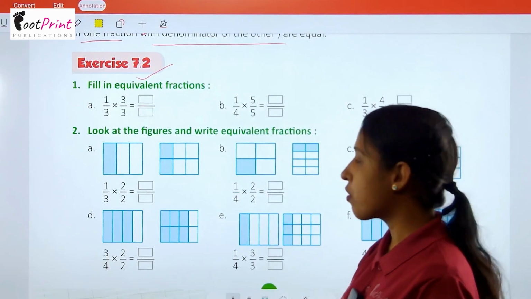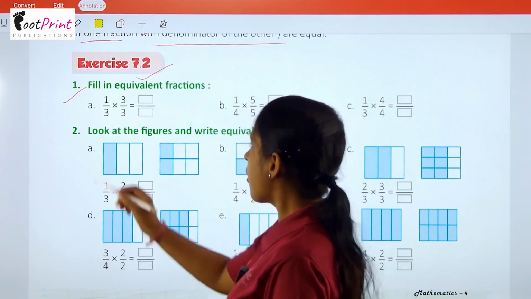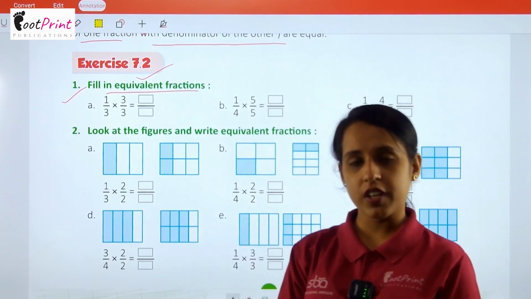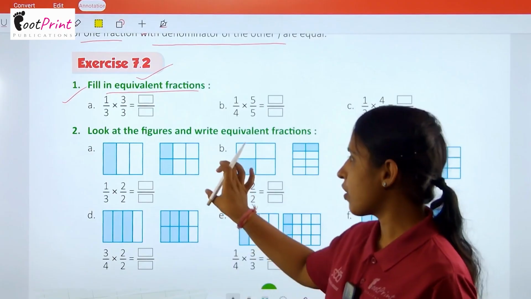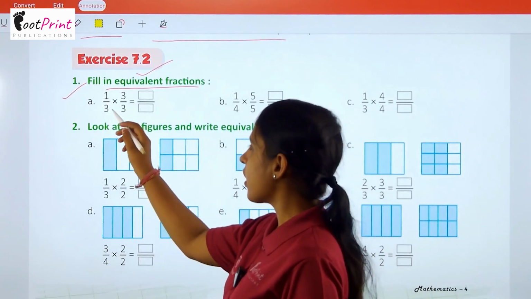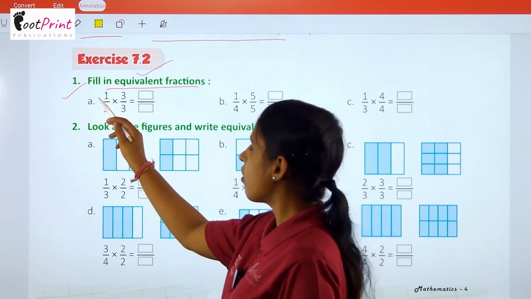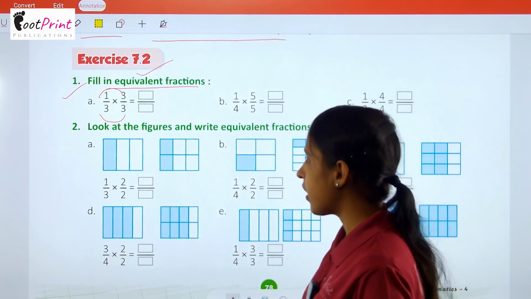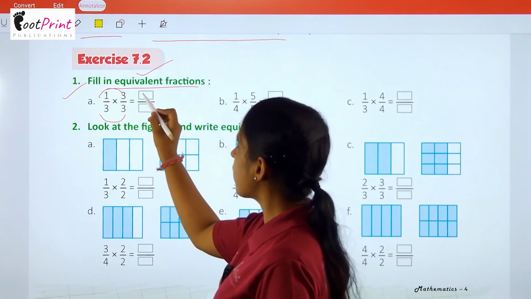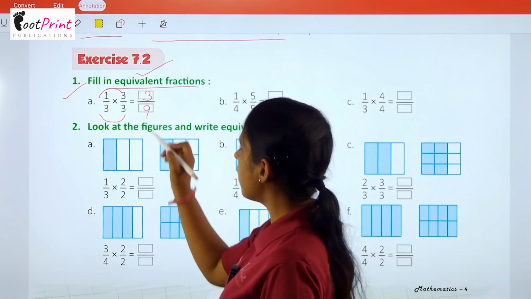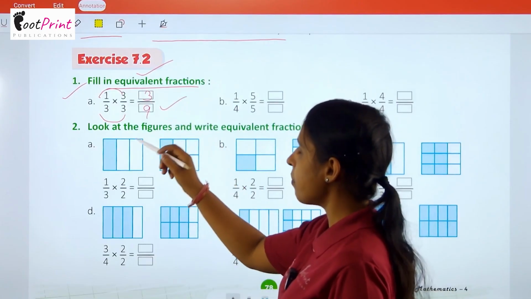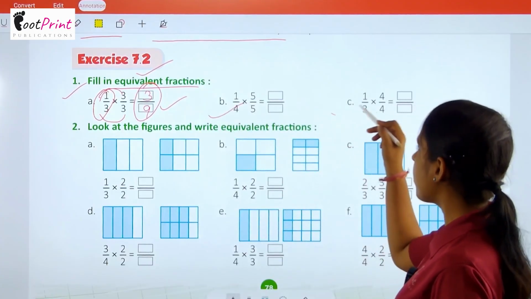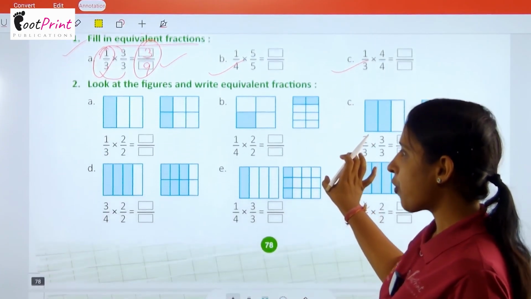Let's solve our questions. The first question is to fill in the equivalent fractions. We already know what an equivalent fraction is and how we find equivalent fractions. Here 1 by 3 is given, and we have to multiply the numerator by 3 and the denominator also by 3. So 1 into 3 is 3, and 3 into 3 is 9, 3 by 9. It will become 1 by 3 and 3 by 9 equivalent fractions. Just like that you will solve the rest of the parts also.